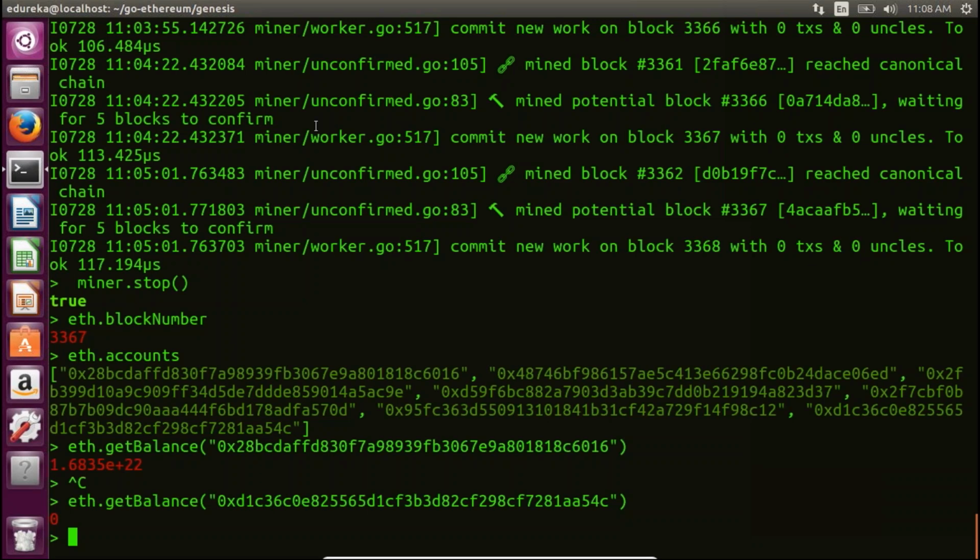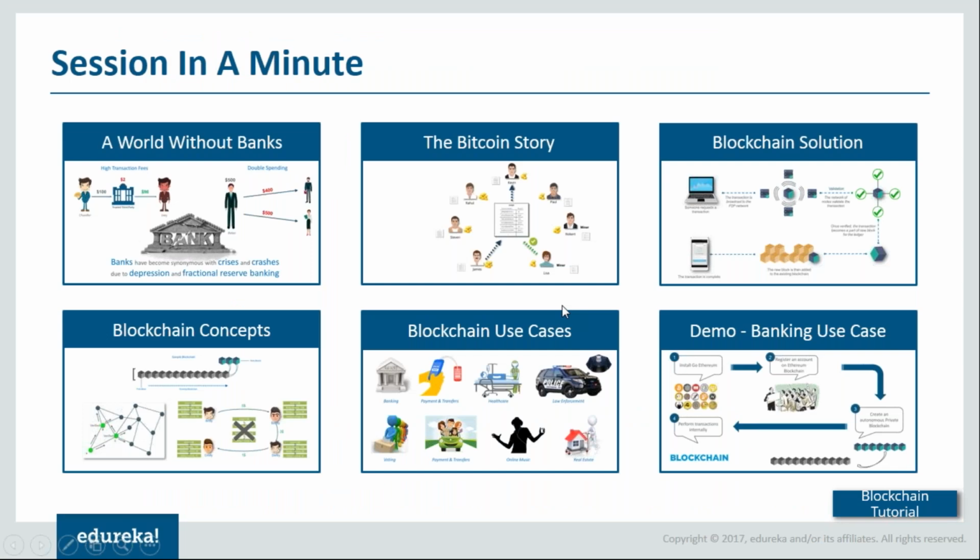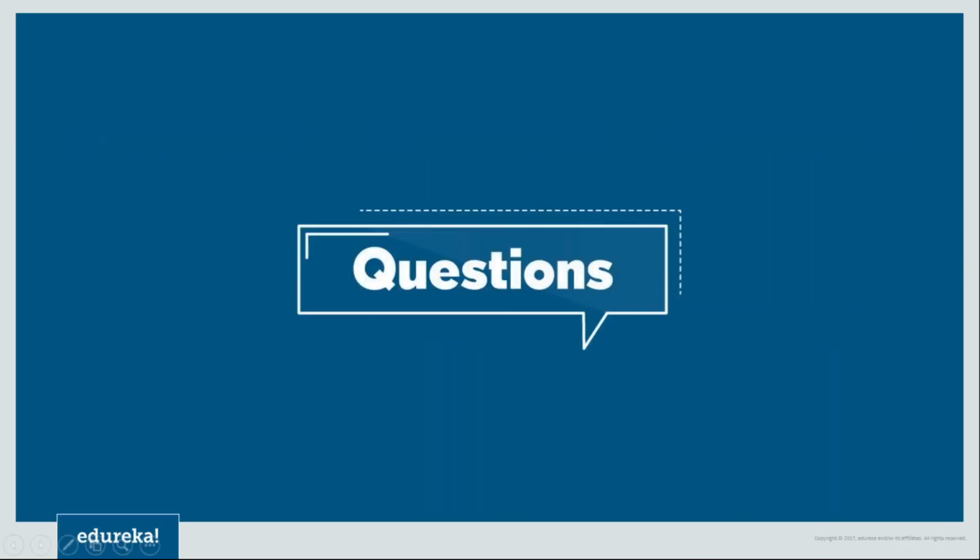Okay, great. Now, coming back to our presentation, with this we come to a conclusion of today's session. Just to summarize what we have learned, we started off by understanding what would a world look like without banks. We even saw the Bitcoin history and how blockchain helps with the Bitcoin solution. After that, we talked about the various blockchain concepts and the blockchain use case, and finally we saw the demo as part of today's session. So any doubts with respect to today's session, any questions that you would like me to take up, anything that you want clarification on?